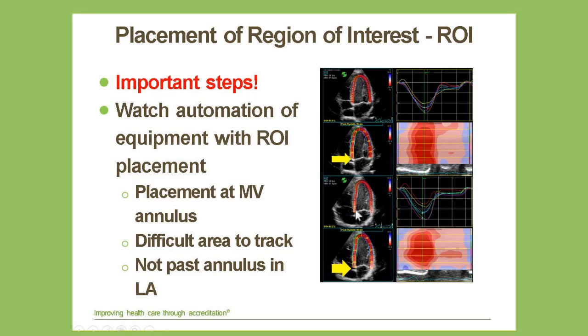Okay, and this can cause some issues with the calculation of your strain, so be real careful that the placement is right at the mitral valve annulus and not down into the left atrium. These areas are some of the most difficult areas to track anyhow, so we tend to push those up when we're doing our region of interest placement, but just be real careful with that because it can affect your results.